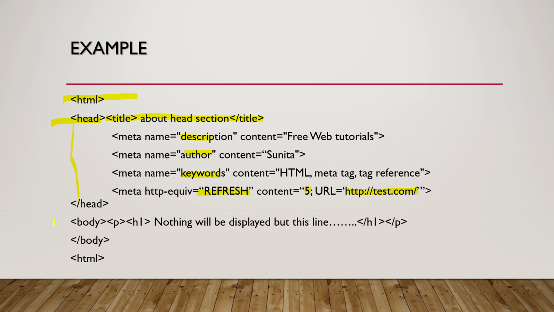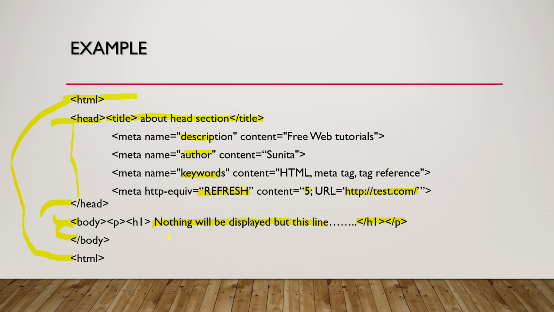Now I have opened the body tag. In the body I have used two tags, the paragraph and the heading tag. Within them I have written a line, and nothing will be displayed but this line. It means only this line is going to be displayed in the web page. After that I have closed both the tags and along with that I have closed the body tag. Then at last I am closing the HTML tag as I have completed my work.